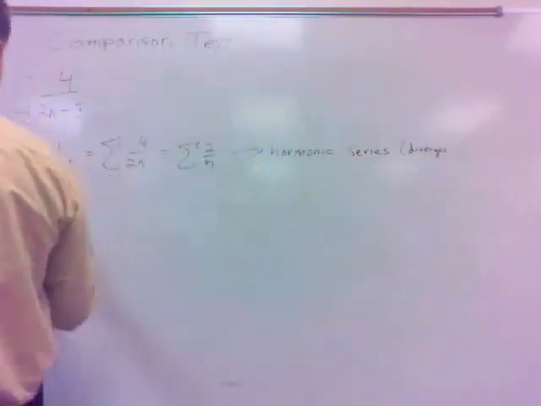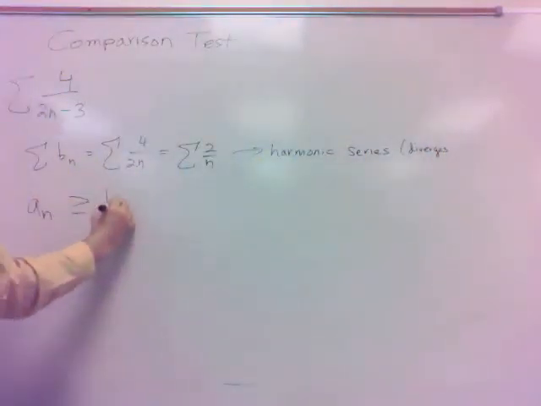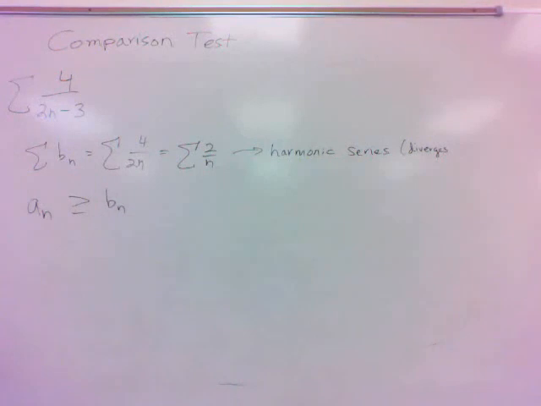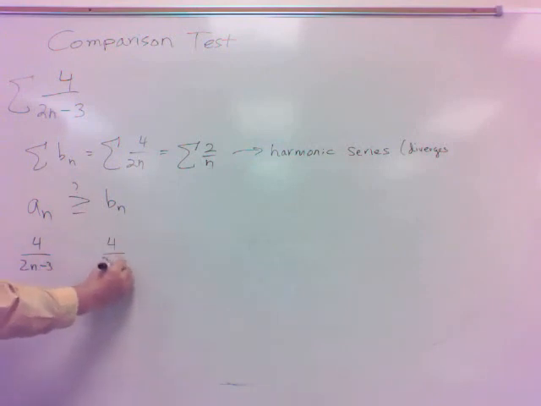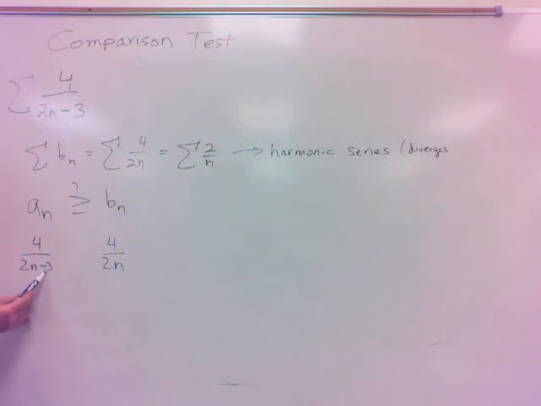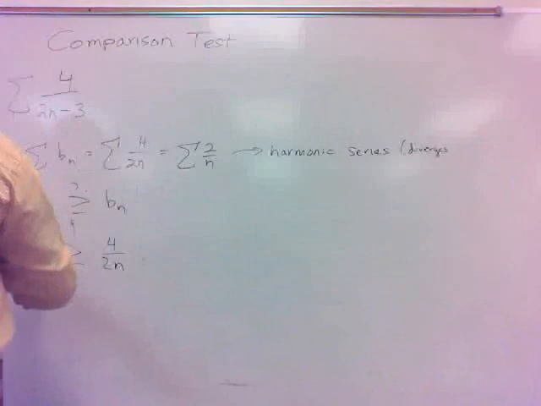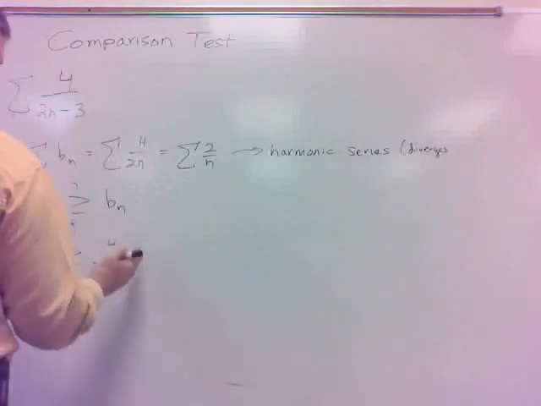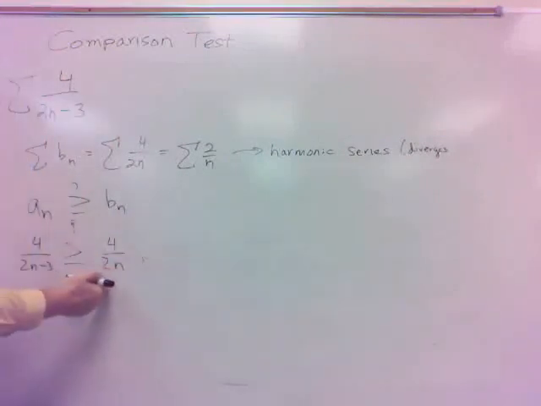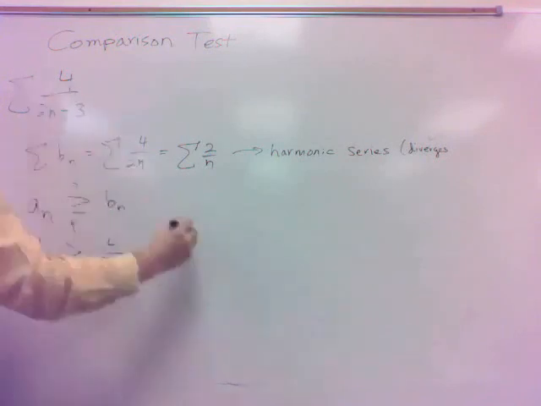Well, for the comparison test to work, then we need greater than, right? a sub n greater than b sub n. Is that true? Well, a sub n is 4 over 2n minus 3, compared to 4 over 2n. What do you got? This has a smaller denominator, so this would be bigger than that, which is what we need. Check. Check. Comparison series diverges. The terms of the original series are greater than the terms of the b sub n series. That series diverges.